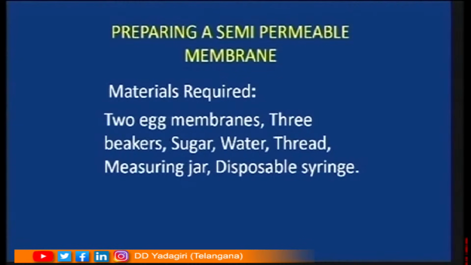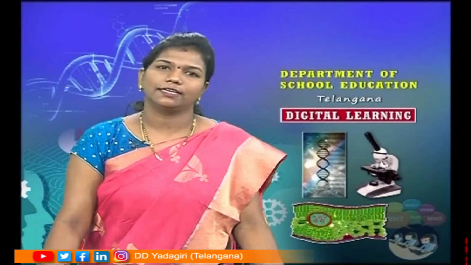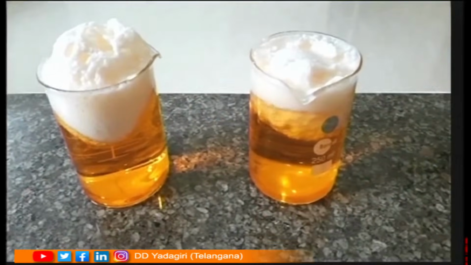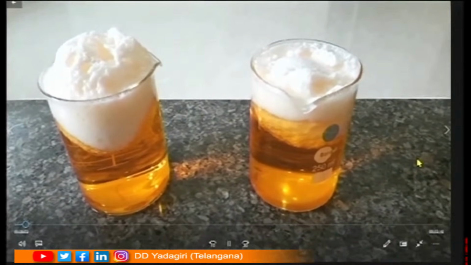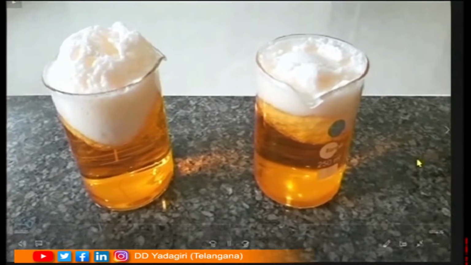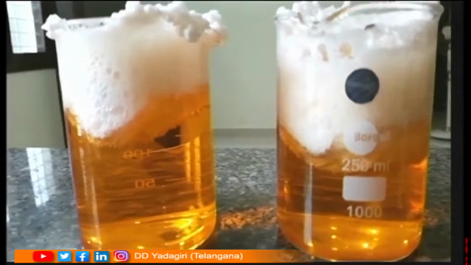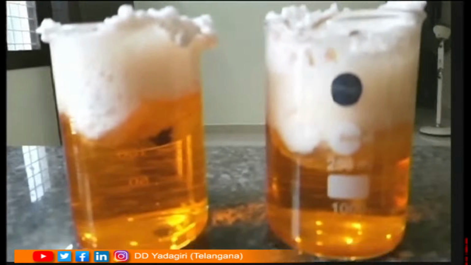Now, preparation of a semi-permeable membrane. For that we need 2 egg membranes, 3 beakers, sugar, water, thread, a measuring jar and a disposable syringe. Children, let's see the activity in the form of video. Now children, I have dissolved 2 raw eggs in cleaning acid for the preparation of the semi-permeable membrane. Children, you can see slowly the egg is dissolving. You can see the broth also.